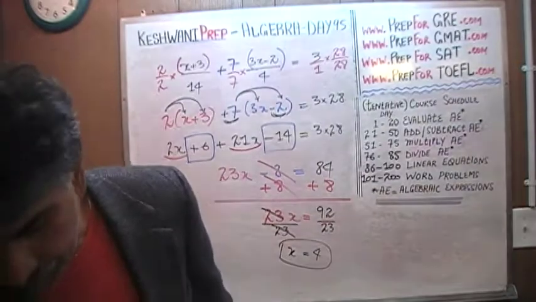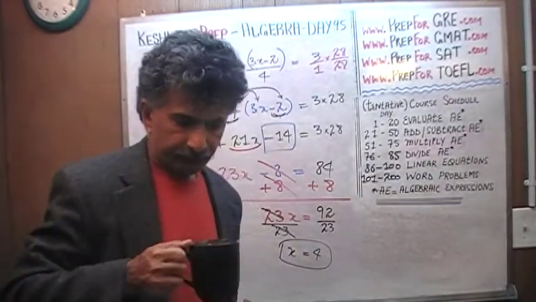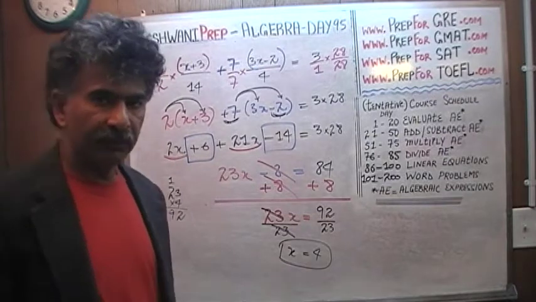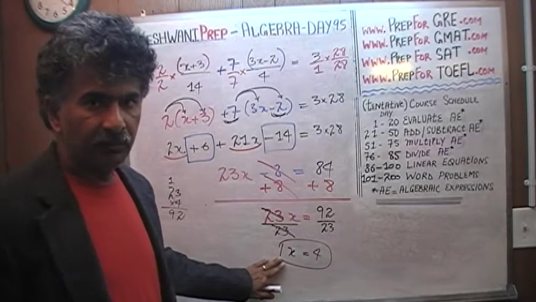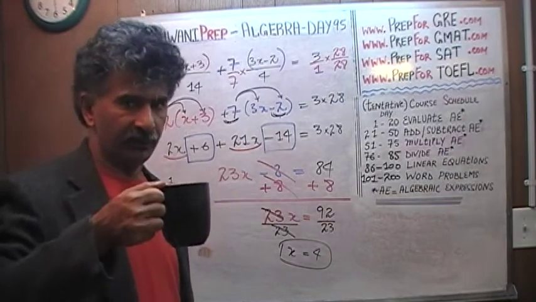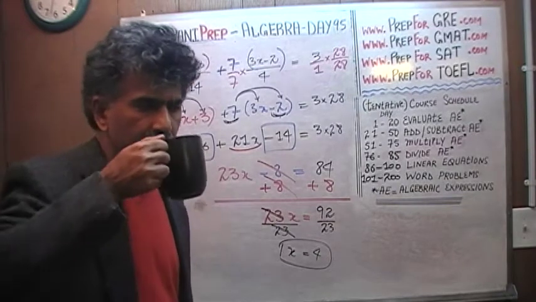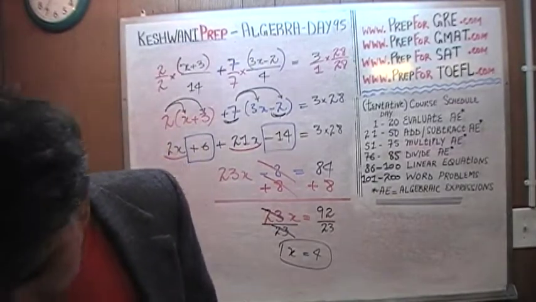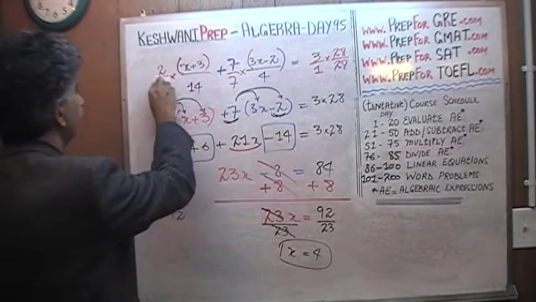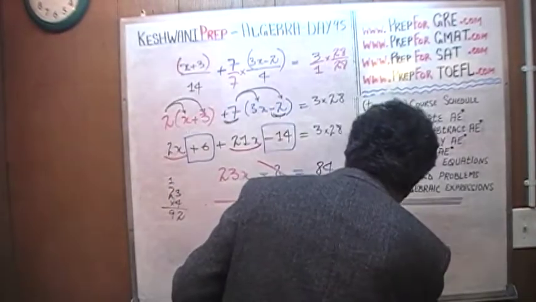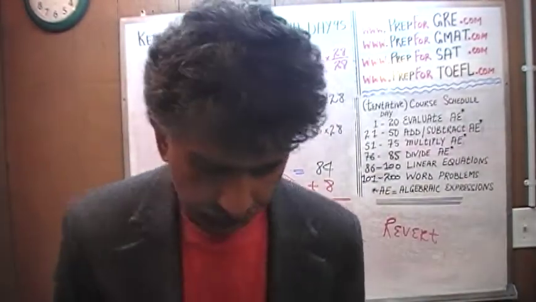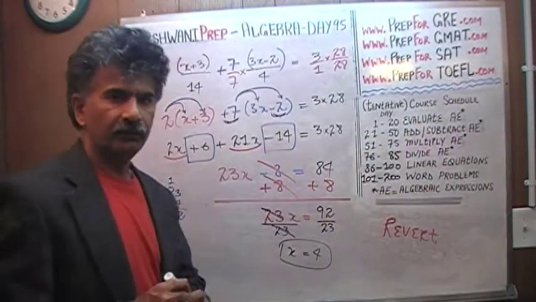And before we wrap it up, and before we call it a day, I need to put this value back in the original equation and make sure that it works. This is how a mathematician would say it: plug in the value of x and see if x equals 4 satisfies the original equation that was given to us. It has to satisfy it. In other words, it has to work. Let's do it then. I'm going to revert this equation to its original status.